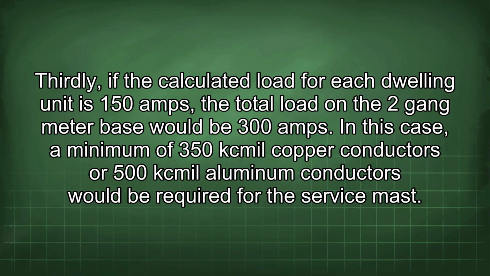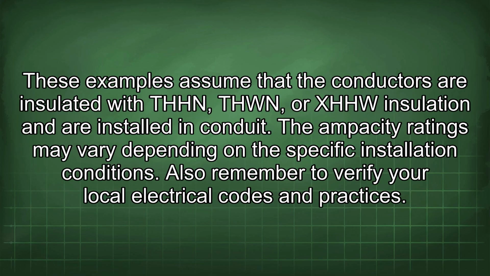Thirdly, if the calculated load for each dwelling unit is 150 amps, the total load on the 2-gang meter base would be 300 amps. In this case, a minimum of 350 kcmil copper conductors or 500 kcmil aluminum conductors would be required for the service mast. These examples assume that the conductors are insulated with THHN, THWN, or XHHW insulation and are installed in conduit. The ampacity ratings may vary depending on the specific installation conditions. Also remember to verify your local electrical codes and practices.